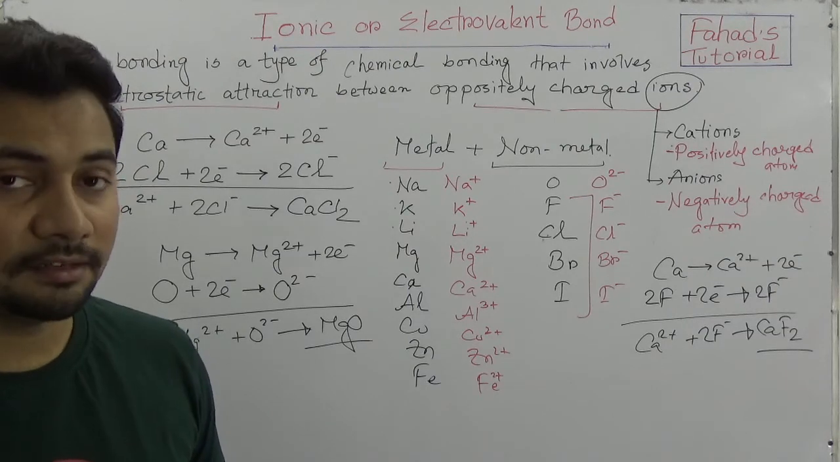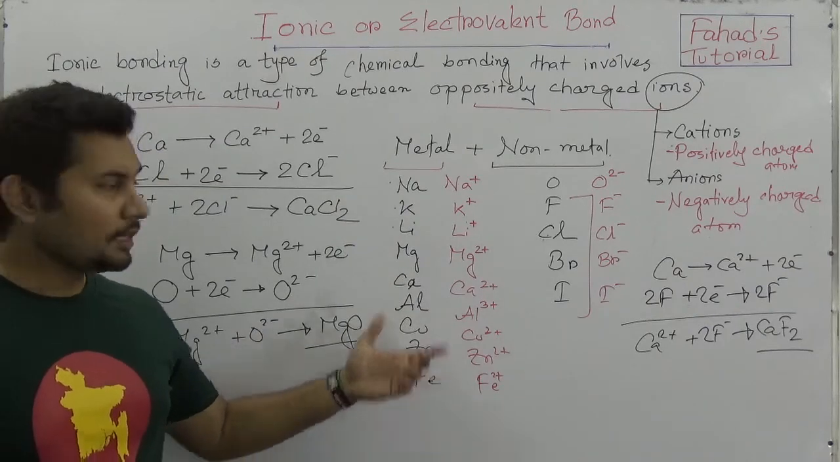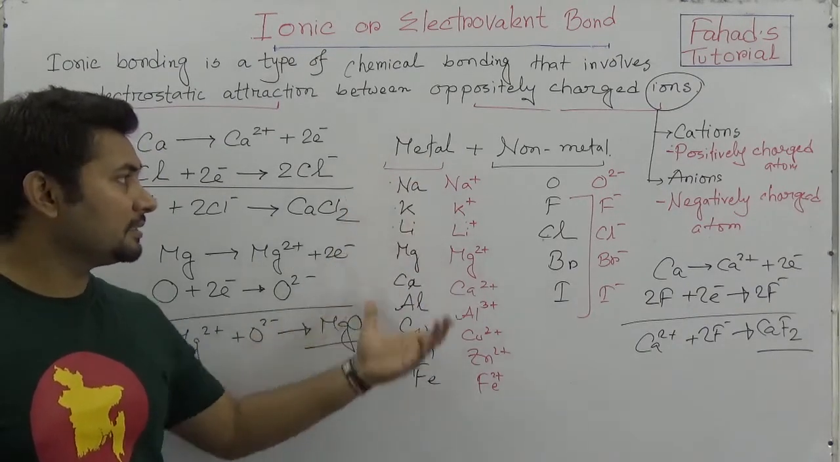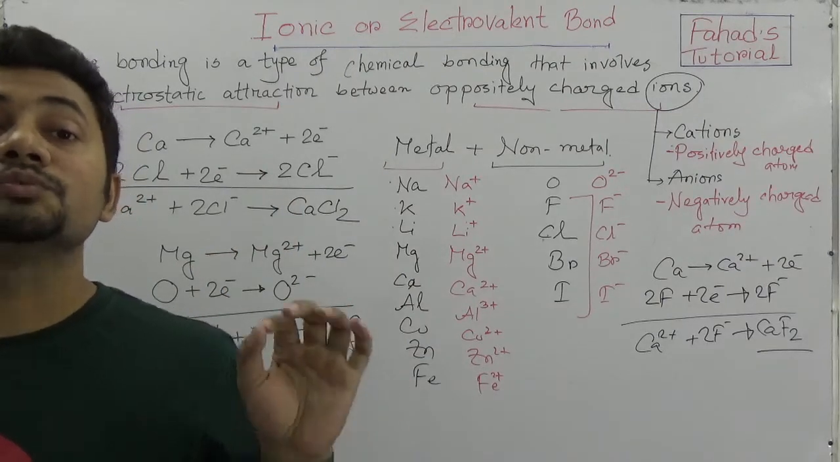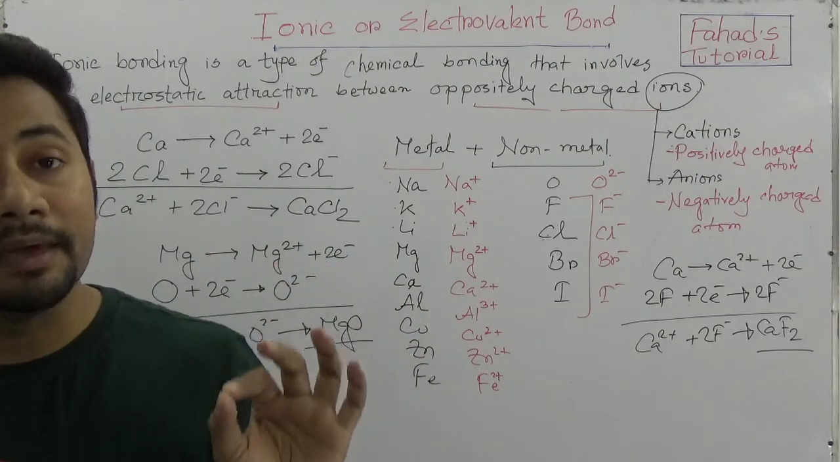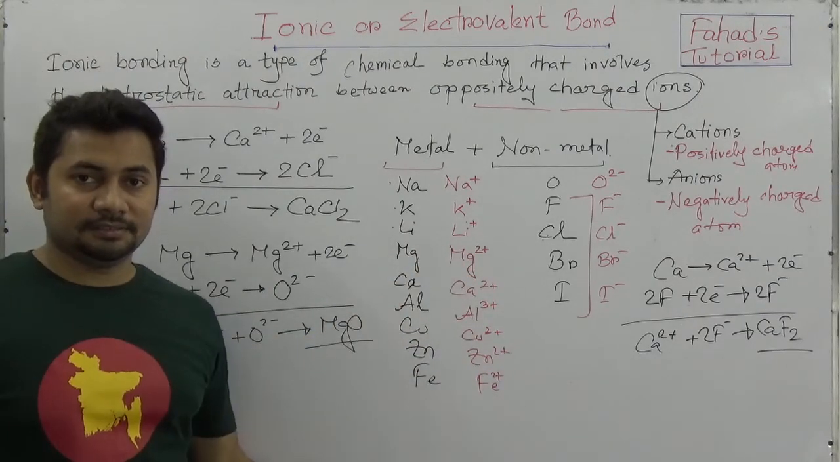So this is the ionic compound formation process, and I hope you understand the process, like metal and non-metal. And simply you need to understand that ionic compounds will be formed between metal and non-metal. And this is the process.